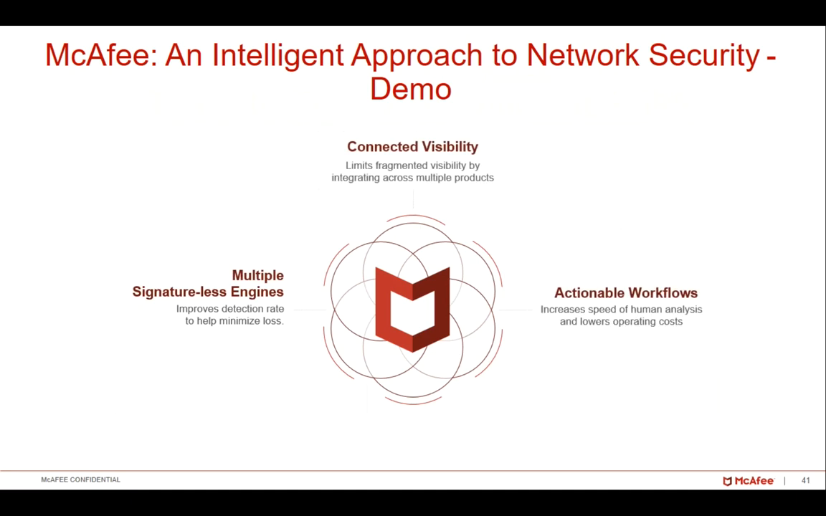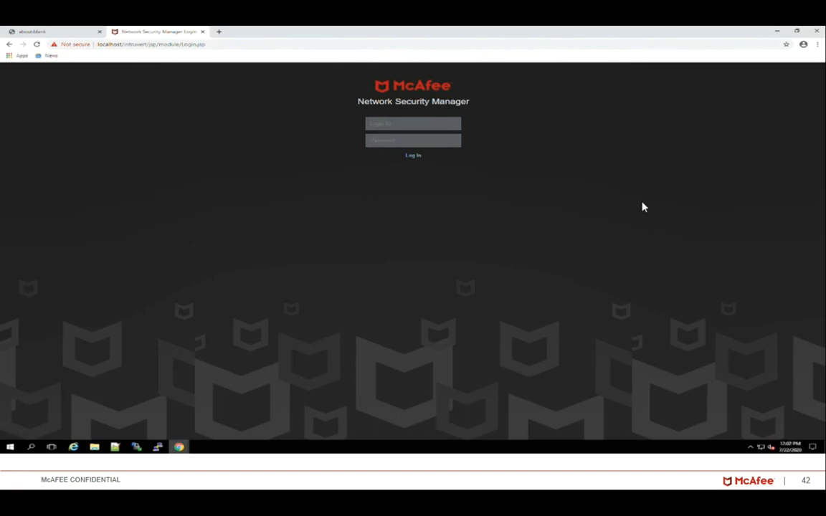Now we have a small demo of McAfee's IDS IPS solution, which has a tie-in with multiple approaches, both signature-based and signature-less. It has better visibility for the users, and it has a lot of actionable workflows. So what we understand is there is a client and a server which are trying to communicate with each other, where the client is trying to access the information hosted on the server. Now, when that happens, there is a device, which is a physical IDS IPS solution, which is placed exactly in between these two. And based on whether we want to protect the client or the server, the configuration and the deployment can be managed.